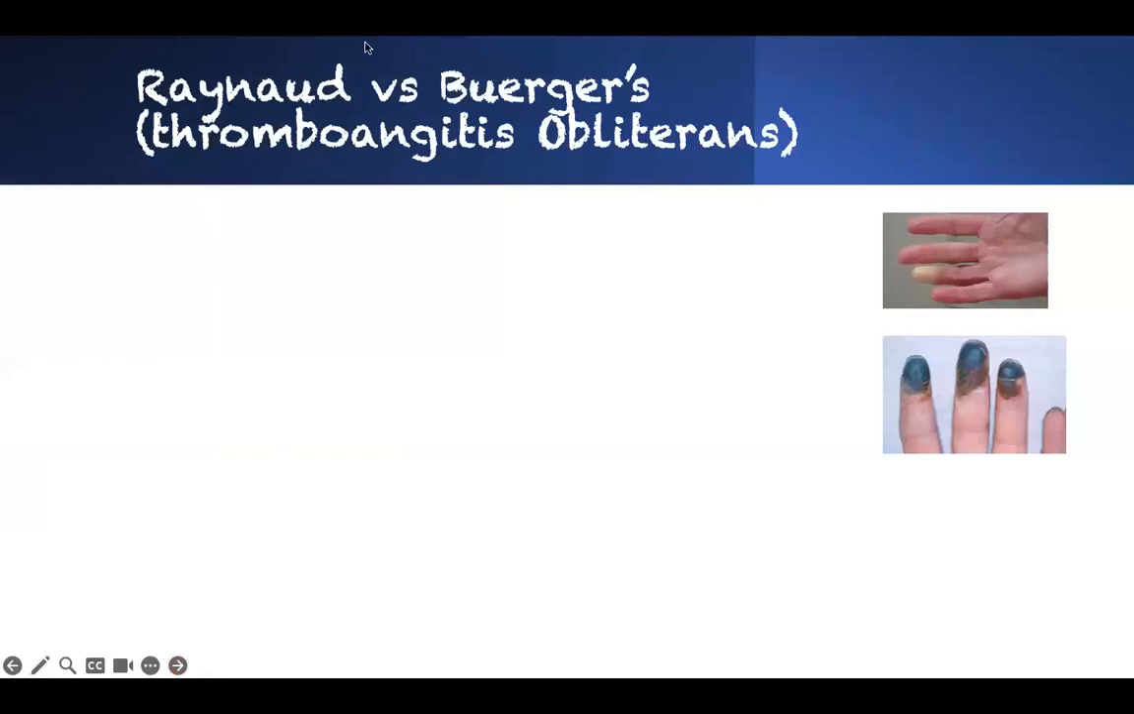This is a specific question, and it's a good question. Two phenomena that you're supposed to know: Raynaud and Buerger's disease. Buerger's disease is thromboangiitis obliterans. They can ask you a standalone question, or they can give you a case. They look the same, but they have different pathophysiology.